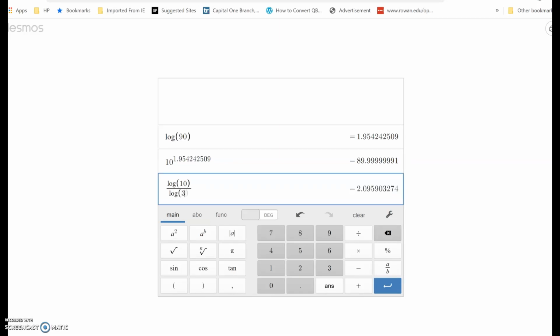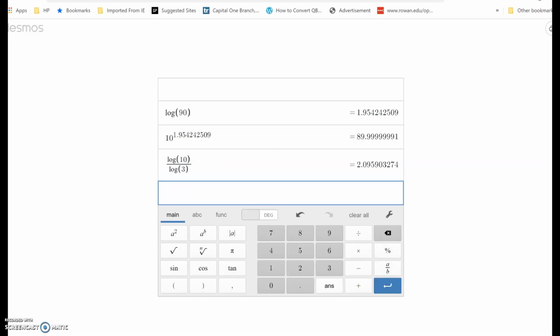And notice we thought it would be a number a little bit bigger than 2, and it turns out to be this number right here. And so now let's see if in fact this is a power that you can raise 3 to get 10. So we will do 3 to this power, 2.095903274. And notice it's getting pretty close to 10.